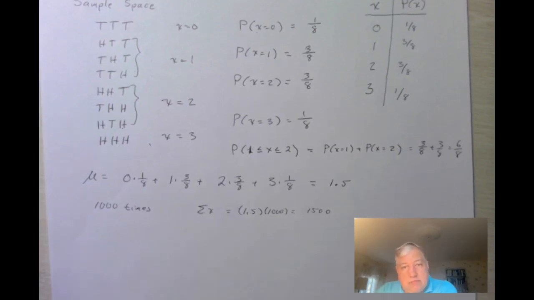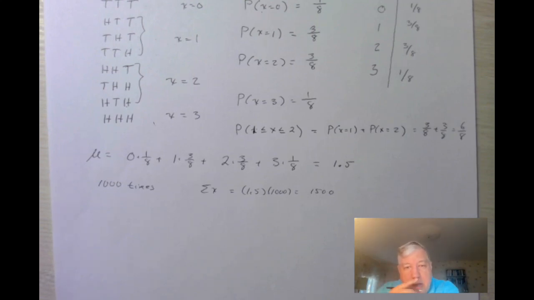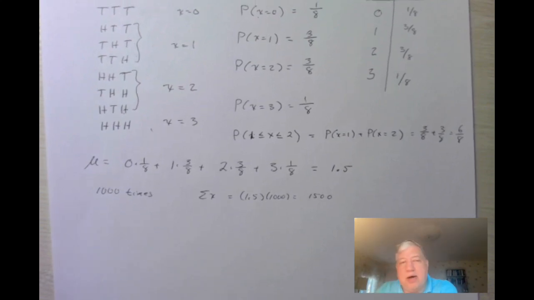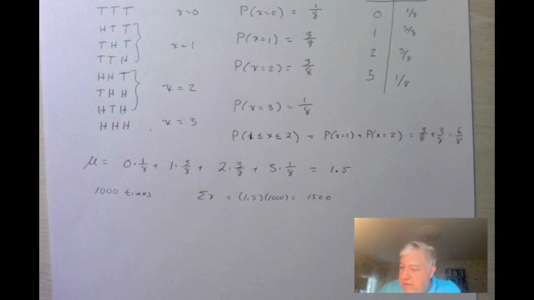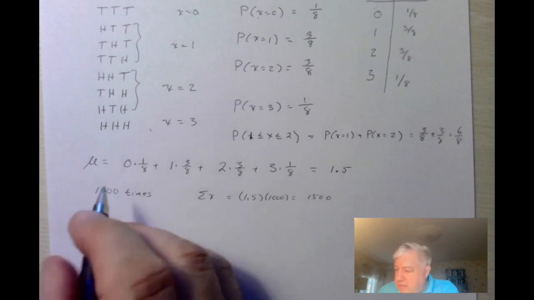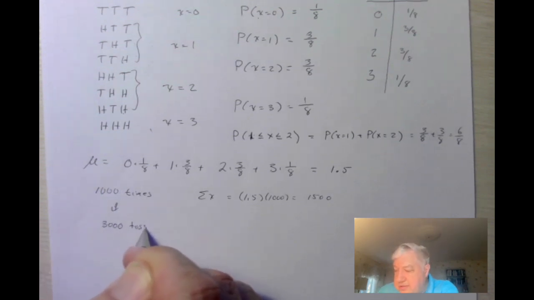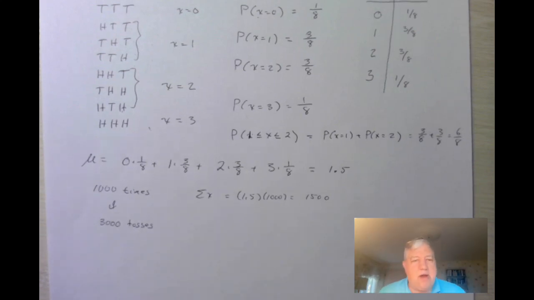Now, remember, why does this work? Remember we're tossing a coin 3 times. So if we repeat this experiment 1,000 times, that really basically adds up to 3,000 coin tosses. And because the coin is fair, we could expect the number of heads to be half of that, which is precisely 1,500. So it does make some sense for expectation.